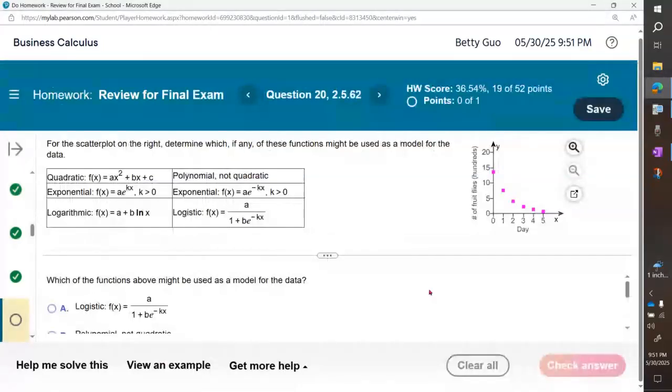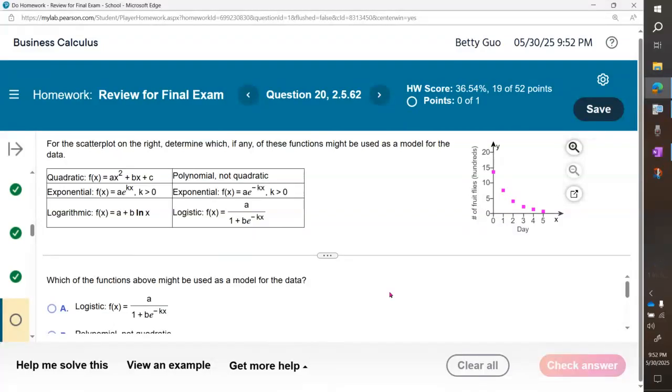Question number 20. For the scatter plot on the right, determine which, if any, of these functions might be used as a model for the data. We have the following 6 different types of functions: quadratic, exponential. This one is exponential growth. This one is exponential decay. Polynomial but not quadratic. This one logarithmic growth. This one is a logistic. This one looks like exponential decay.